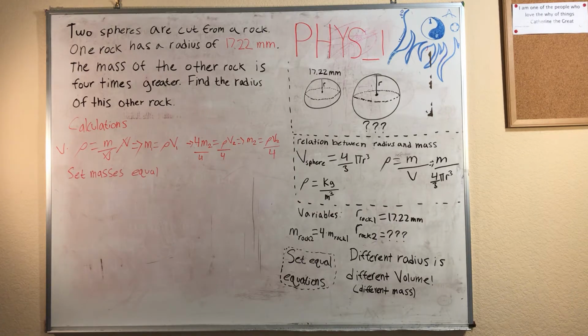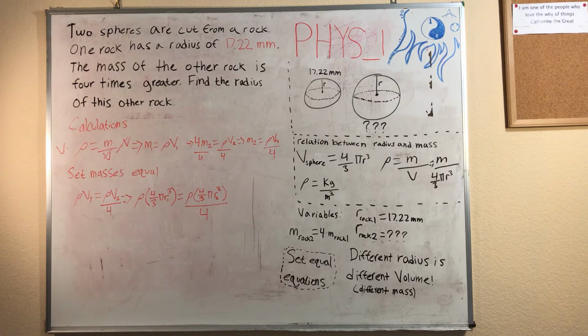Now let's set the masses equal. So we have mass sub 1 on the left, which equals rho times volume sub 1, and then we have mass sub 2 on the right side, which is rho times volume sub 2 divided by 4. Now let's plug in for the volume equations, which will give us rho times 4/3 times pi times radius sub 1 cubed equals rho times 4/3 times pi times radius sub 2 cubed, all divided by 4.